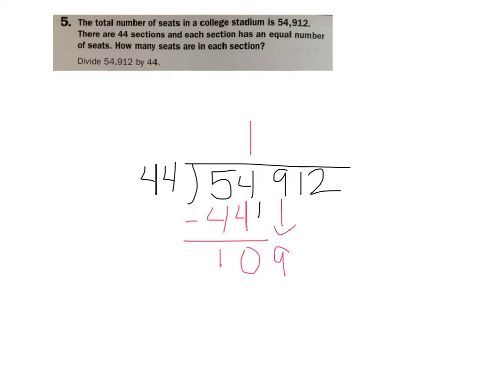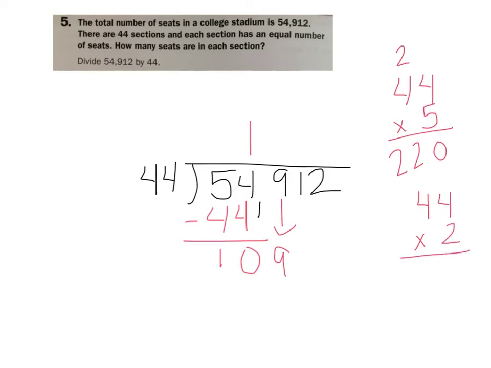Now we need to do some mental math on the side. How many times can 44 go into 109? I'm going to try 5. 4 times 5 is 20. 4 times 5 again is 20, plus 2 is 22. Now 220 is way too much, so let's try another number. How about 44 times 2? 4 times 2 is 8. 4 times 2 is 8. I think that's as close as I'm going to get to 109.